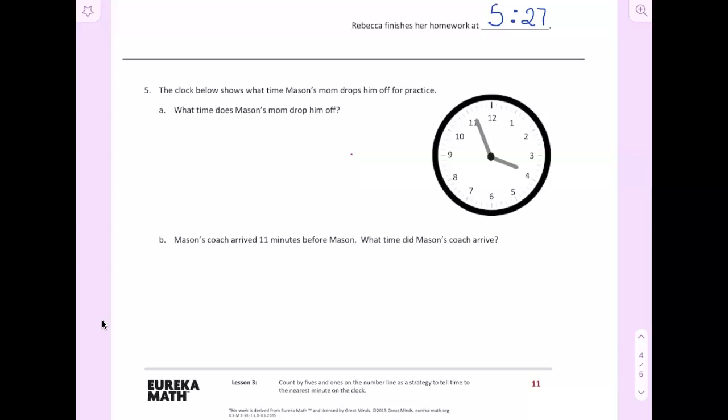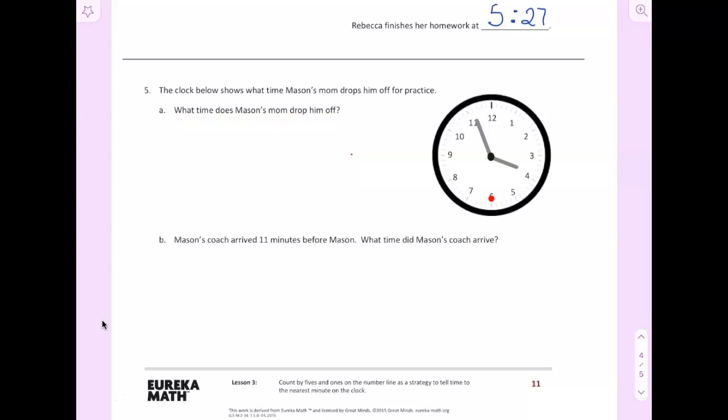Number 5. This is a little challenging question. And we're going to actually do some more of this in our other coming up lessons. The clock below shows what time Mason's mom drops him off for practice. So right here. What time does Mason's mom drop him off?